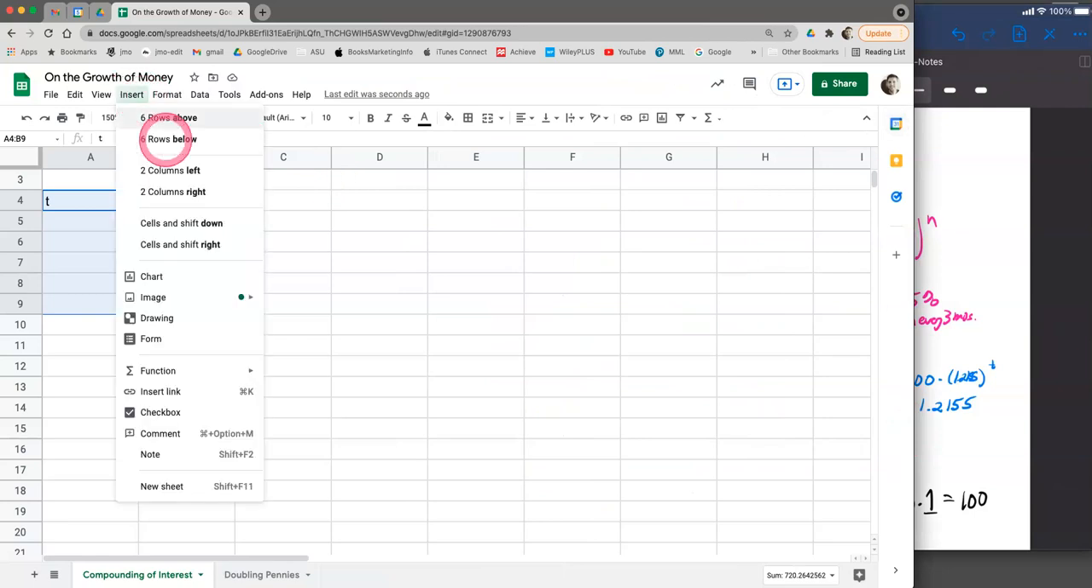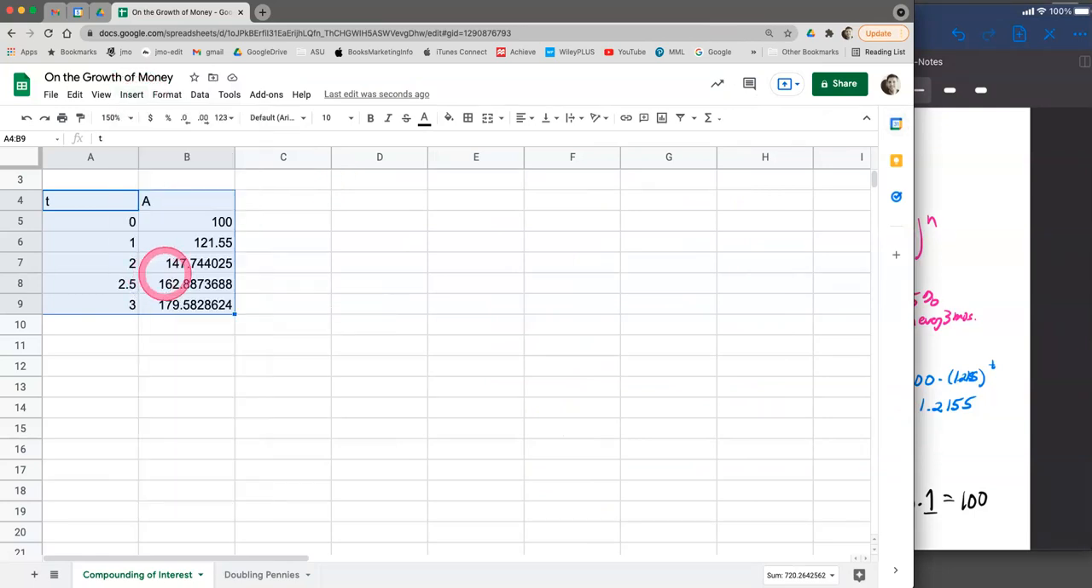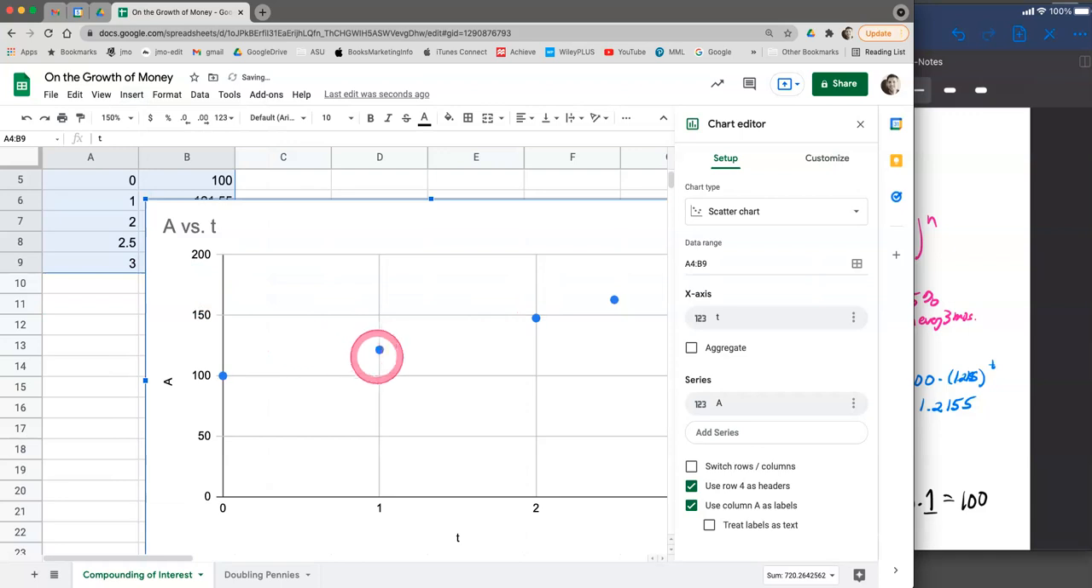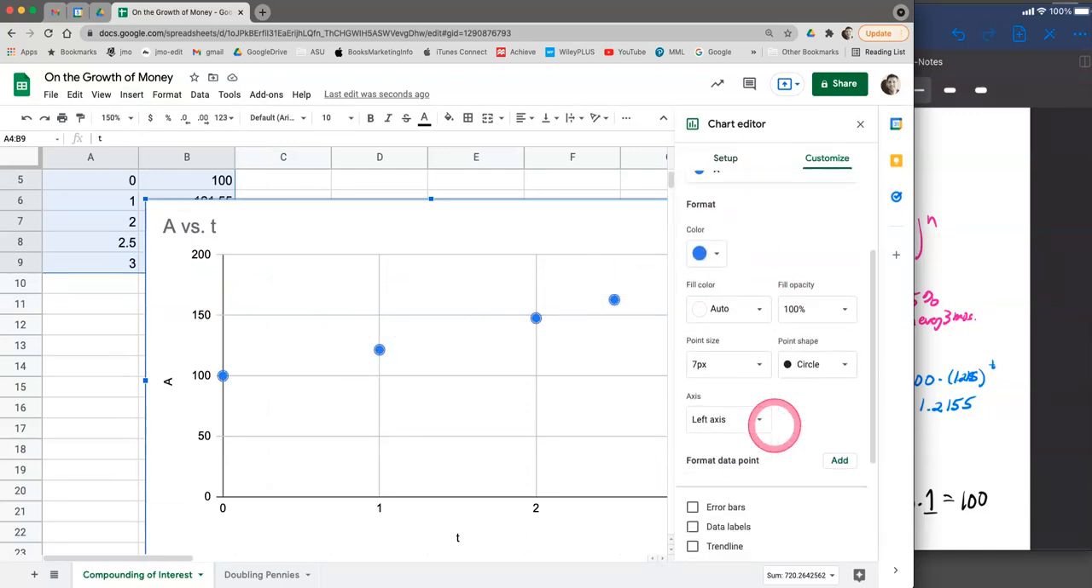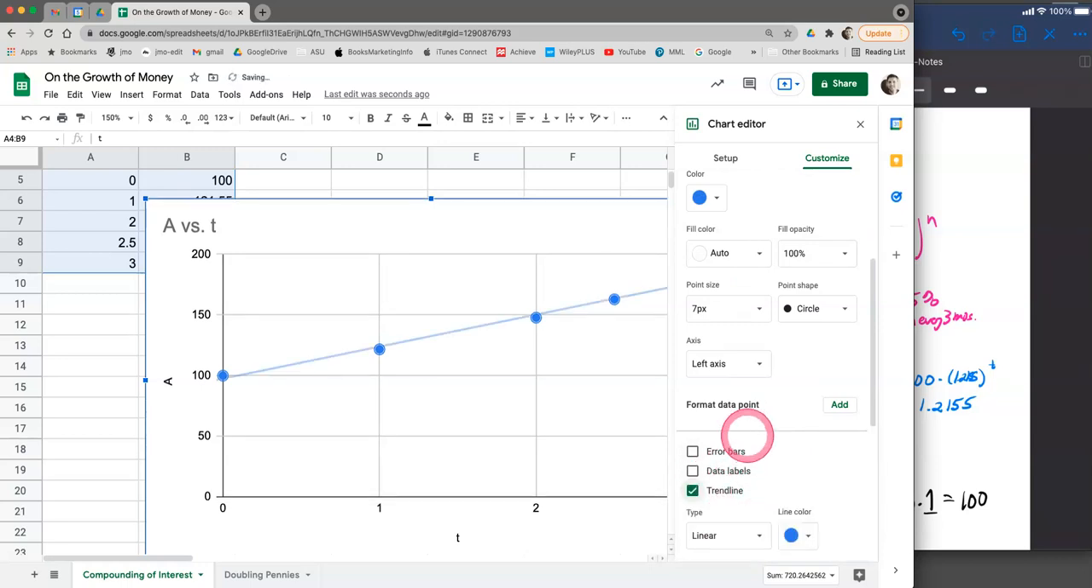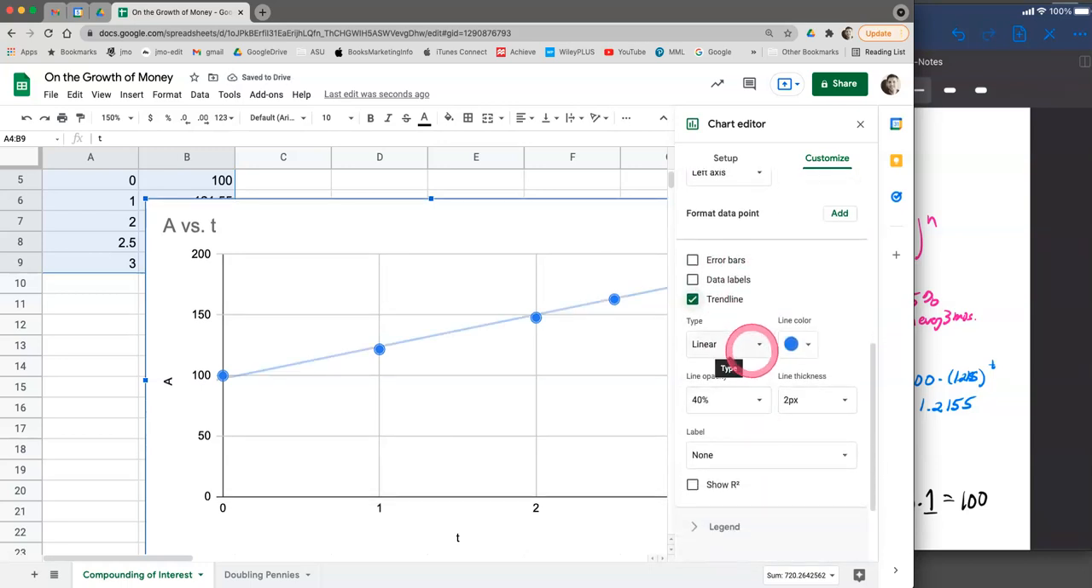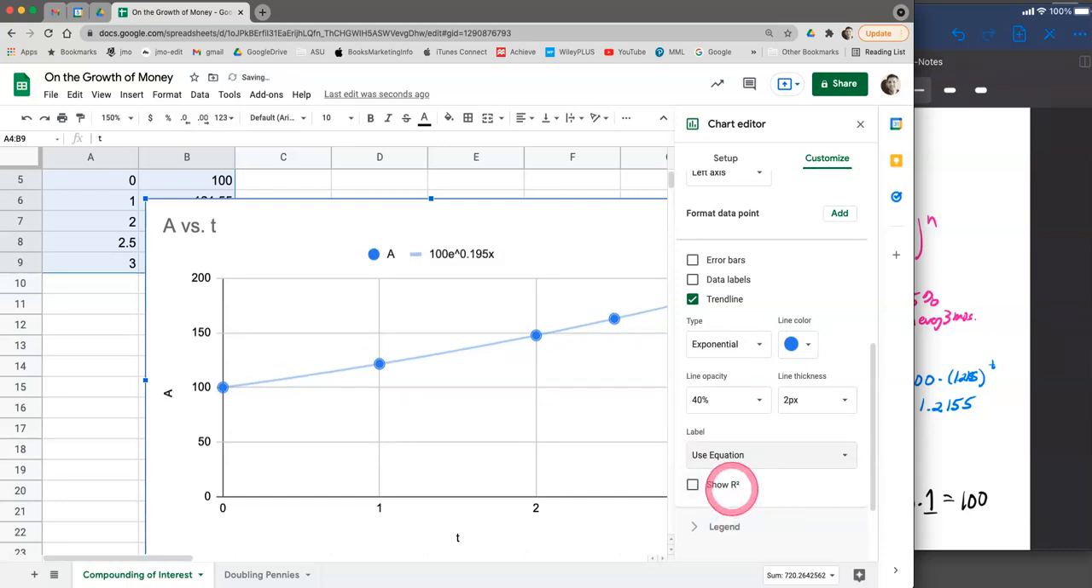We could insert a chart. And just like we did with linear regression, we could ask the computer to do a trend line. The data is no longer linear, but it comes from an exponential function. So we could ask for the exponential function and show the equation that comes from it. Now let's take a look at the meaning of this formula.